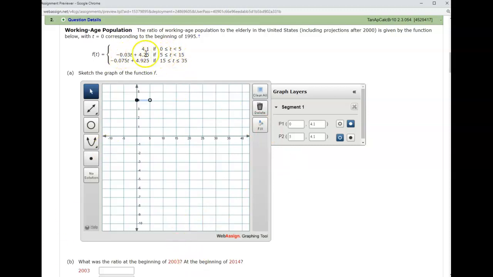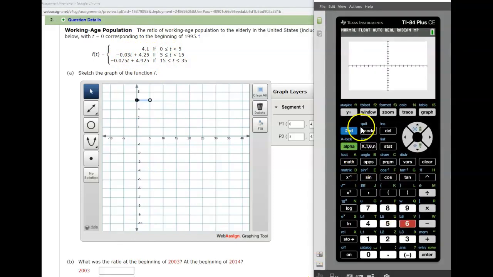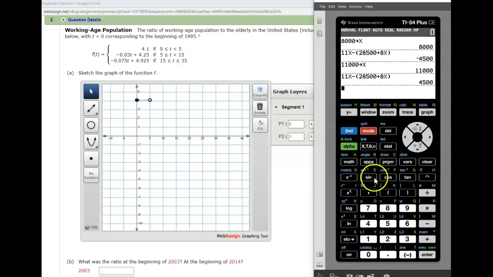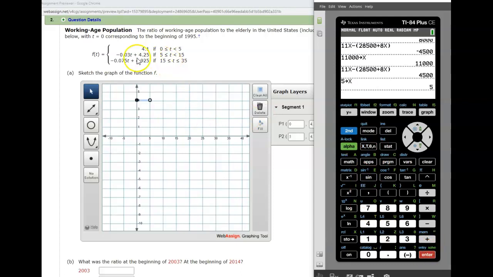So I'm putting 5 in here. Let's go to my calculator. Second quit. I'm going to store 5 into x. And then I'll do negative 0.03x plus 4.25. Now, you could have done this maybe easier some other way, but this works just fine. And I get 4.1, so it's actually going to close in on that point there.